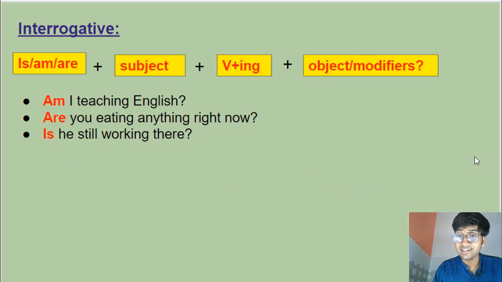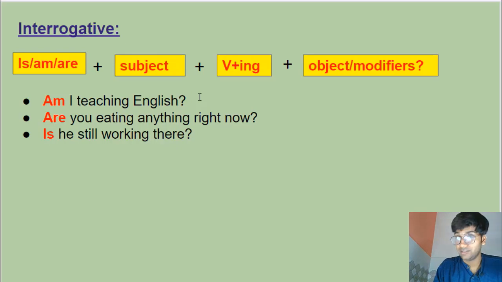Now let's talk about interrogative sentences. Here what we do is we bring the helping verb in the beginning of the sentence. That's all we do. Everything just remains the same. Okay. First comes the helping verb is, am, or are, followed by the subject, followed by the verb in the ing form, followed by the object or the modifier, and followed by obviously the question mark. Okay. Am I teaching English?